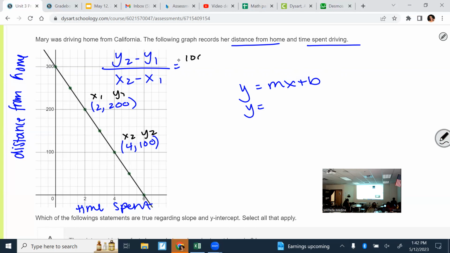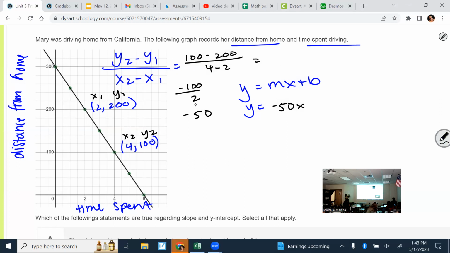So in that case, it's 100 minus 200 over 4 minus 2. What's 100 minus 200? And 4 minus 2. And negative 100 divided by 2. Negative 50 is my slope. And all day we've been using different coordinates and we each time got negative 50.